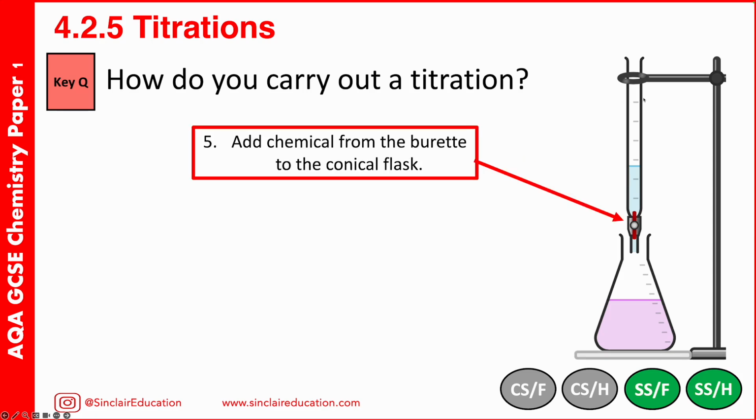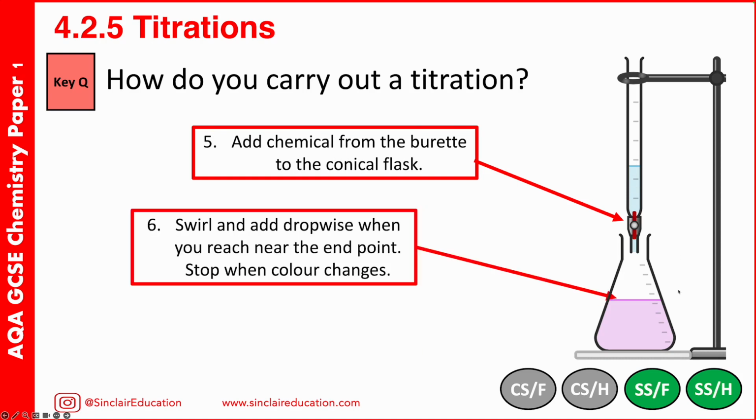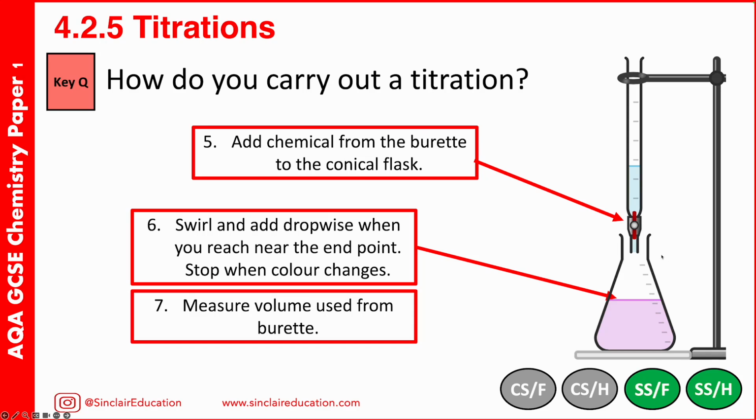So what we'll then do is we'll add the chemical from the burette to the conical flask. And as we know we're getting to the end point when neutralisation is near, we'll start to add this drop by drop. So we'll add a drop, swirl it, place it on the white tile. Another drop, swirl, place on the white tile. And we'll measure the volume used from that burette to get that exact point of colour change of our indicator.